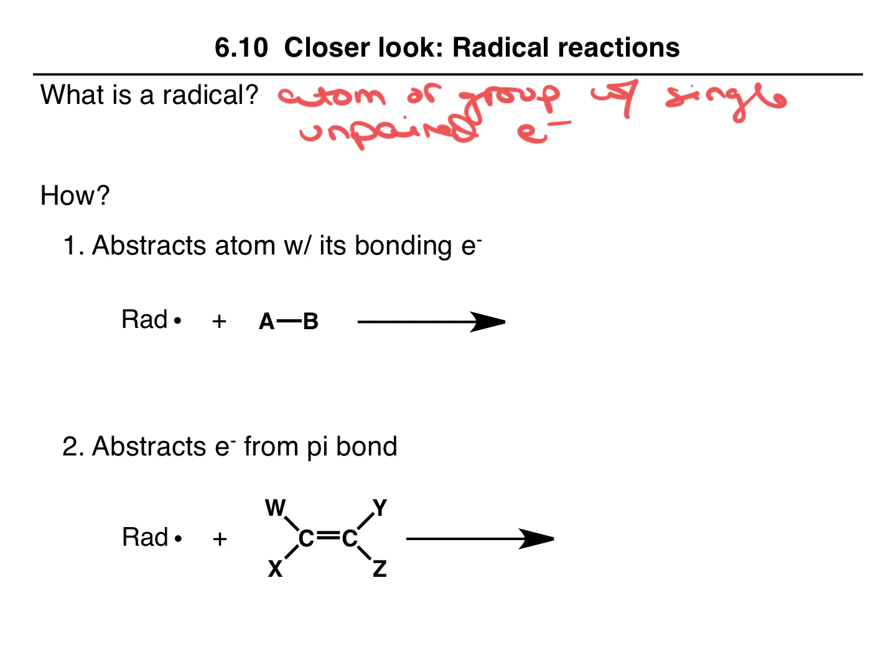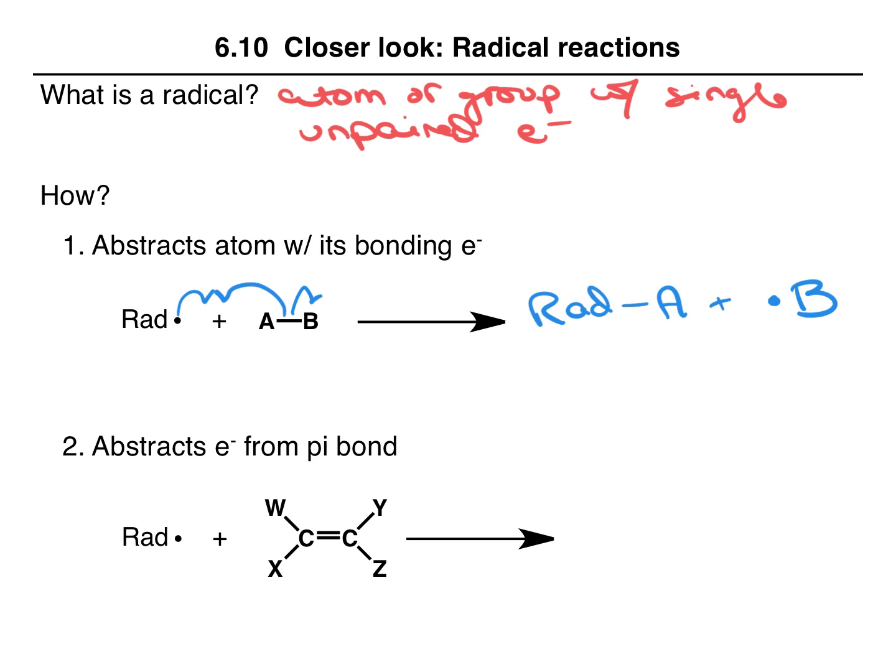So how can a radical obtain an octet? One way is to abstract an atom with its bonding electron. So here's our free radical, and it can form a new bond with A, so that A has to bring 1 electron with it, and then the other electron goes on to B. So this gives us a new bond between whatever our original radical was and A, and we form a new radical on B. So here we have a substitution and we formed a new radical.